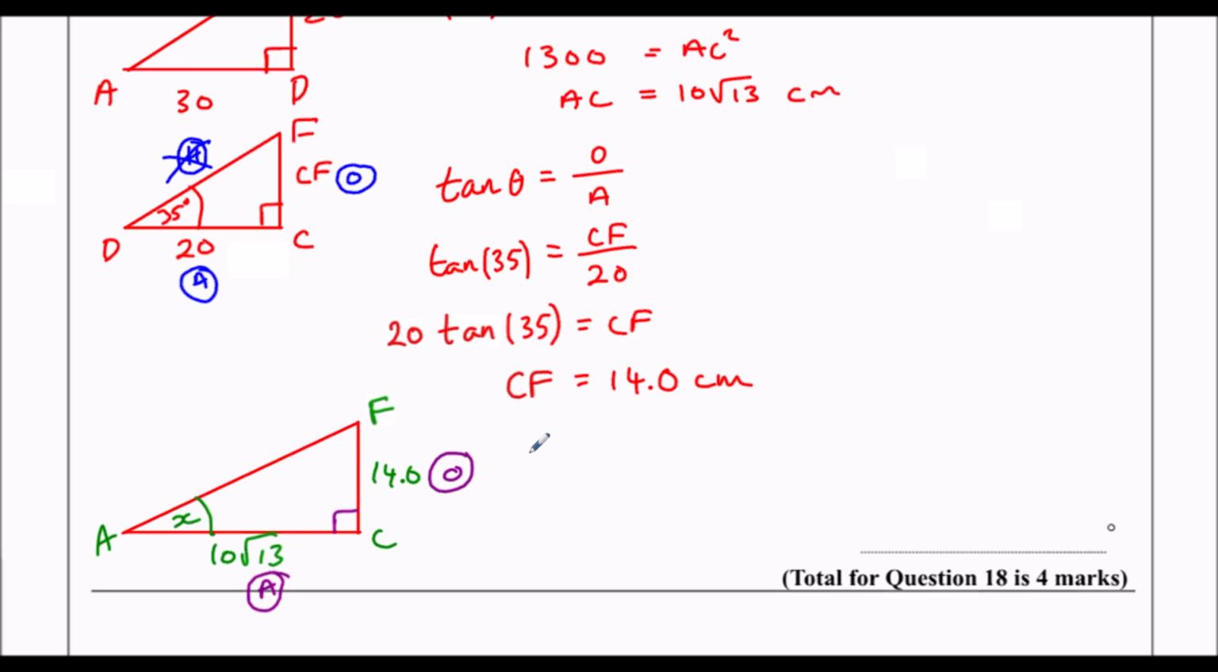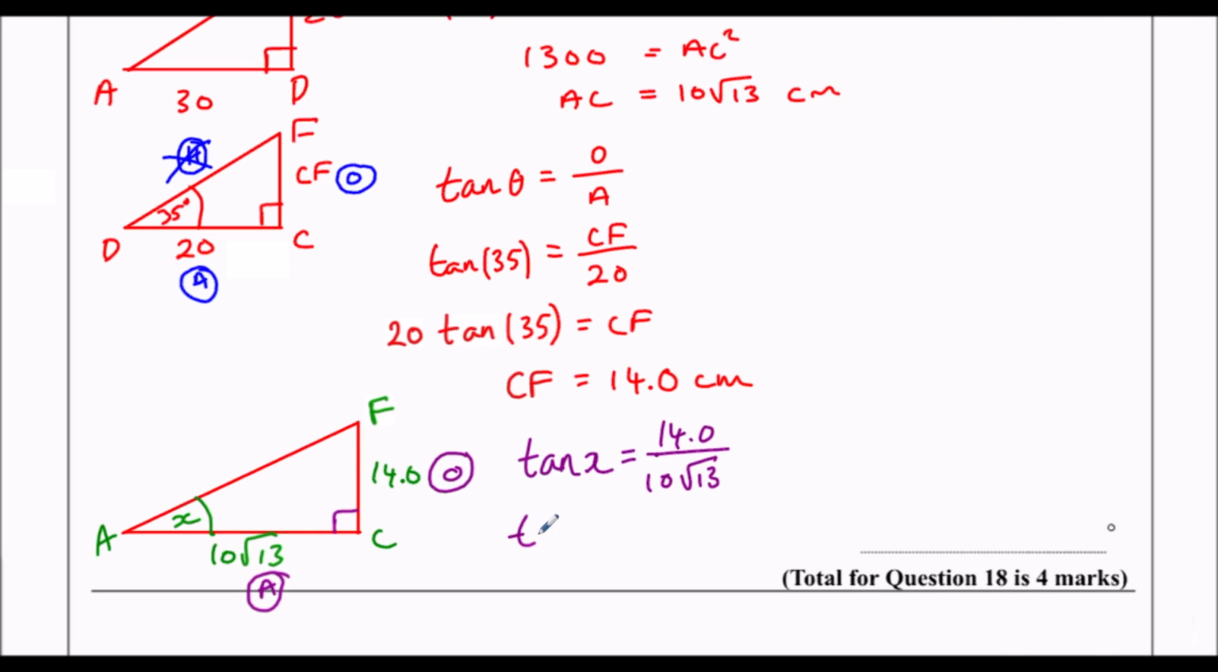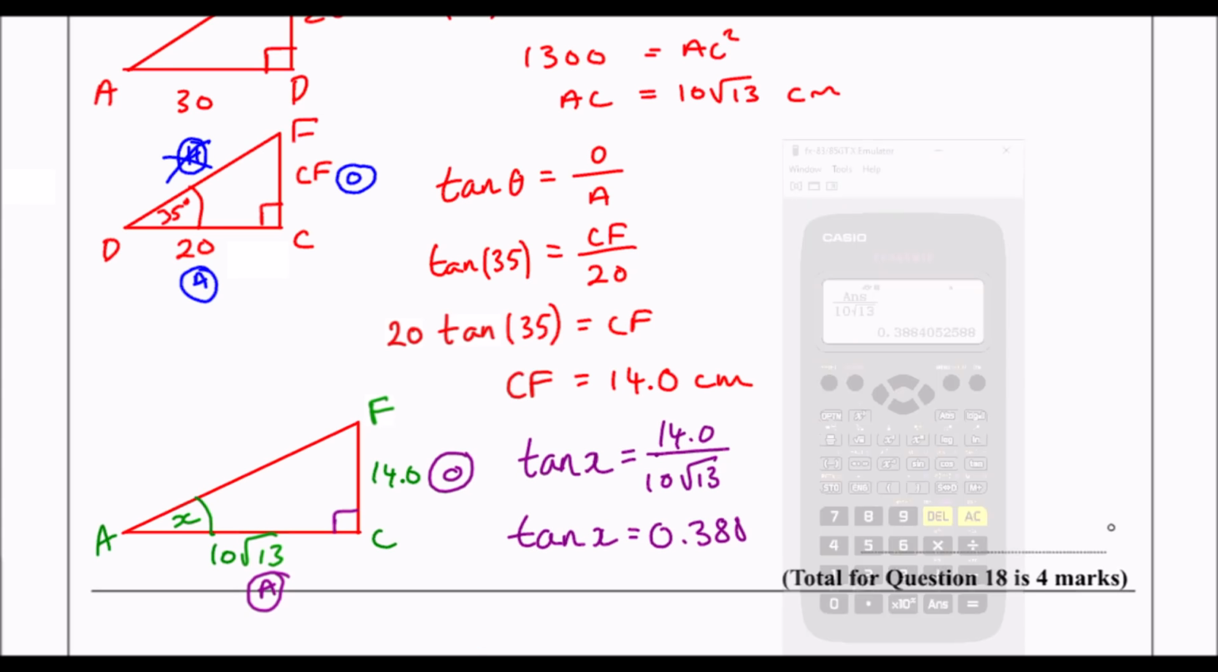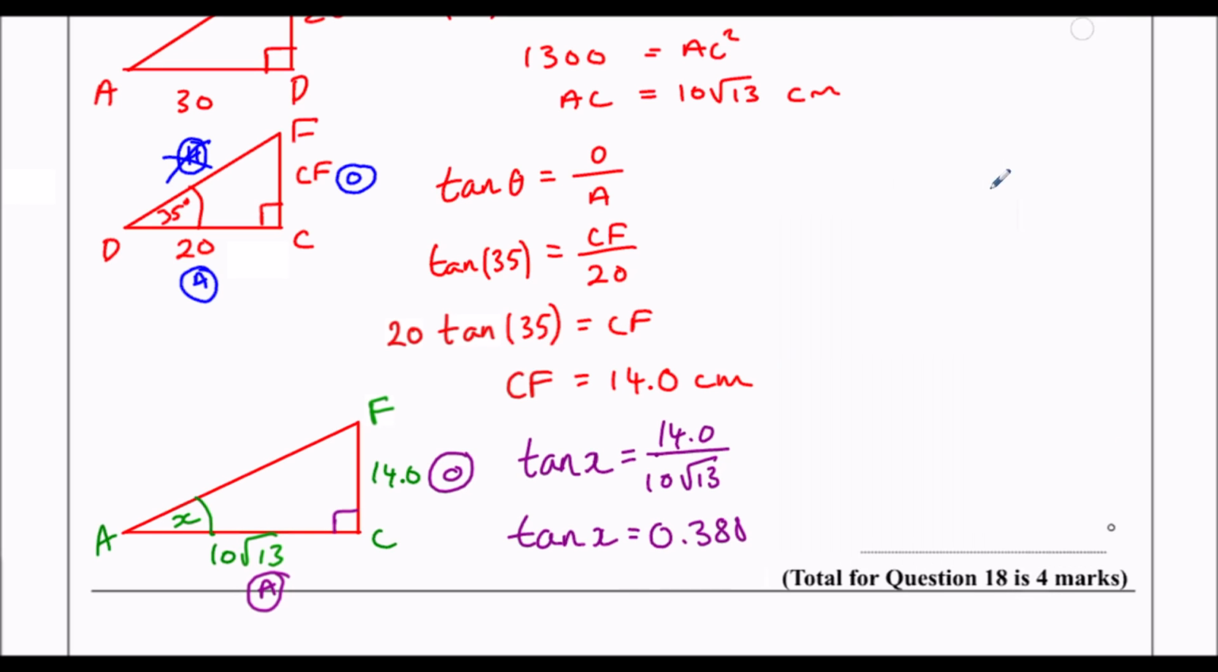So tan theta, or tan x, is O over A, 14.0 over 10 root 13. So we can use that answer button in the calculator. Answer over 10 root 13 is 0.388. That's tan x. To get tan away from x, the opposite of tan is shift tan, arctan. So shift tan, the answer, 21.2 degrees.